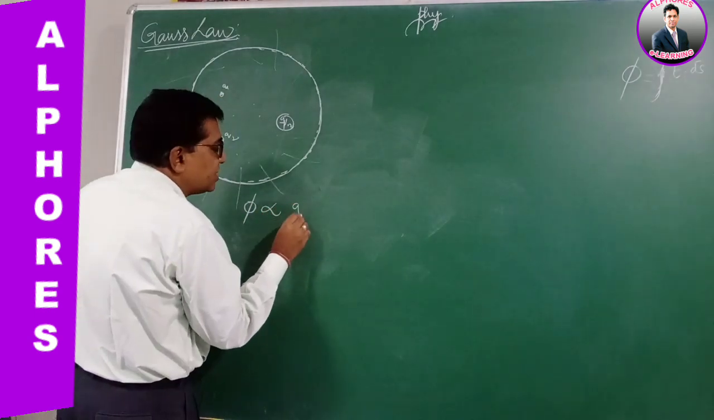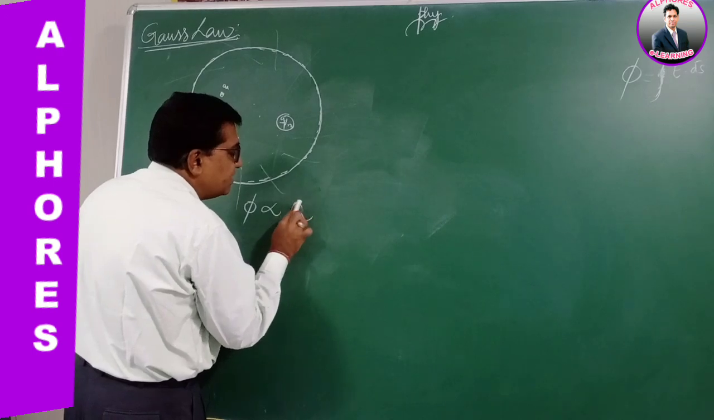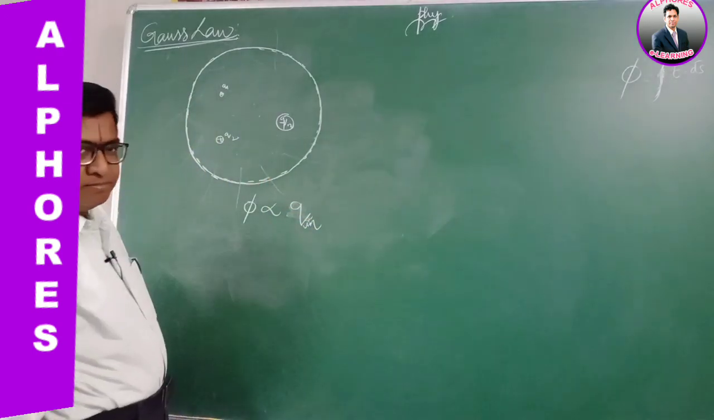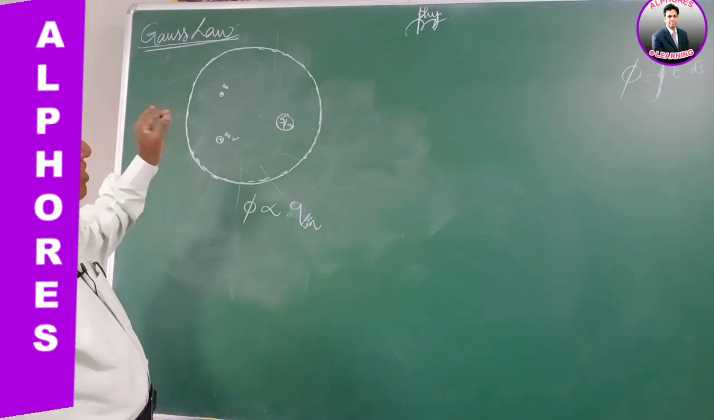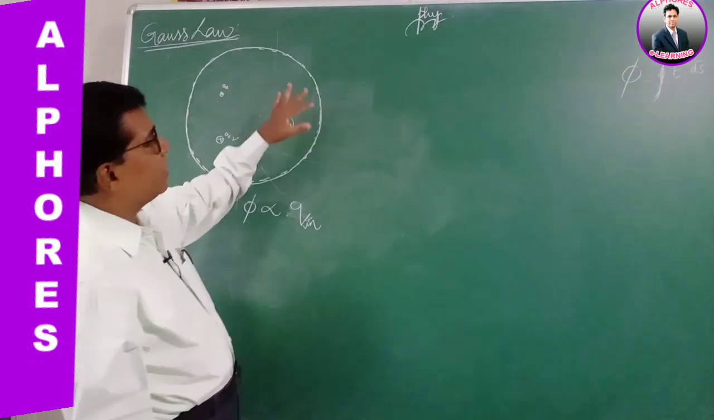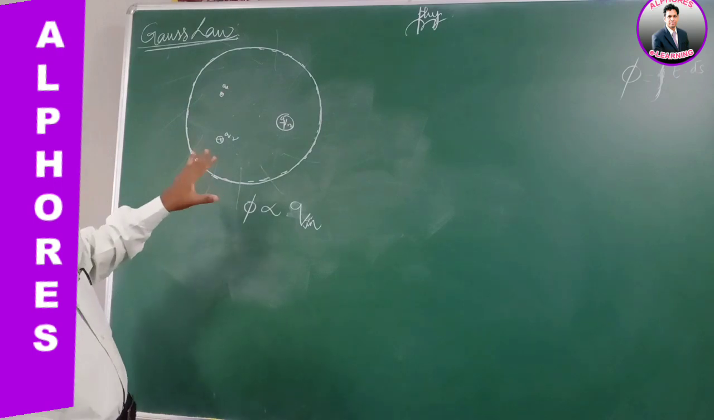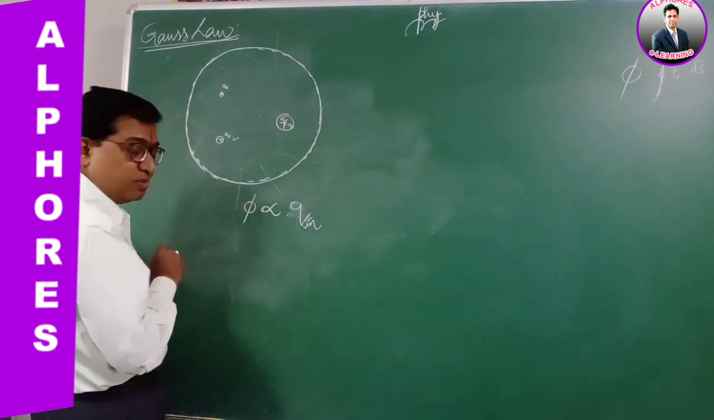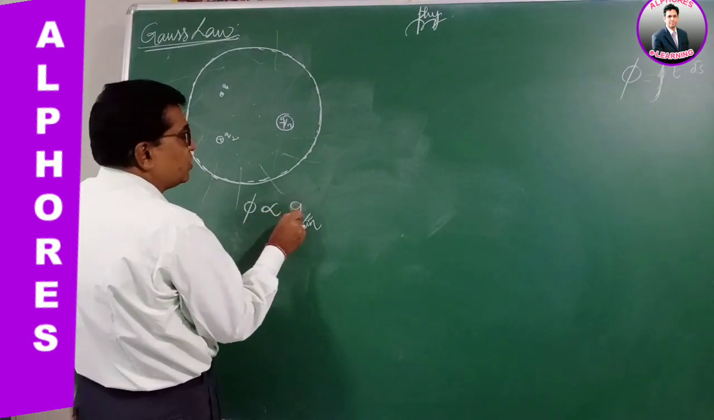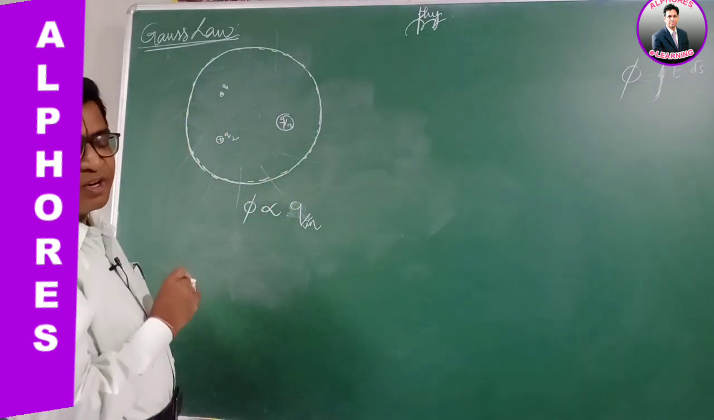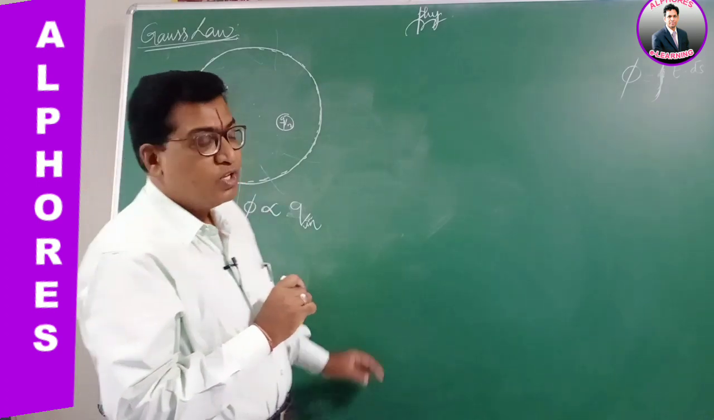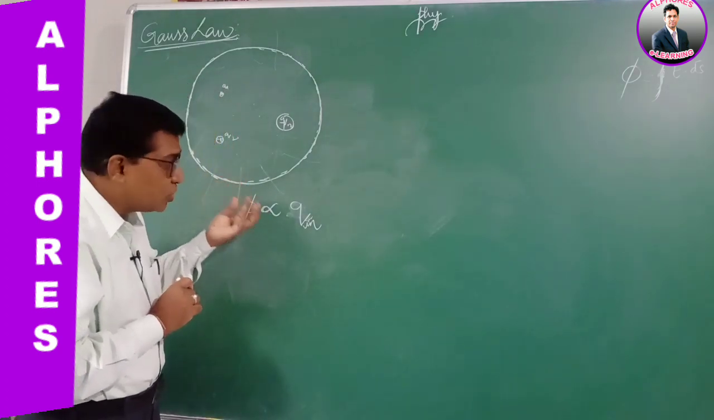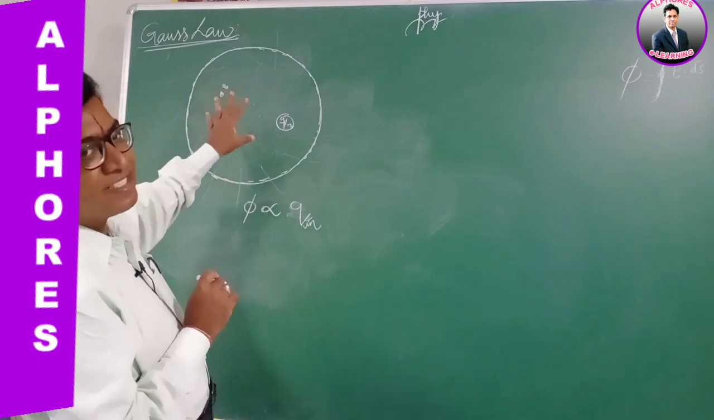The total charge that is present inside the Gaussian surface, Q inside the Gaussian surface. So, the total flux through a Gaussian surface is directly proportional to the net charge that is enclosed inside the Gaussian surface. So, the flux is the measure of the total charge that is inside the surface.